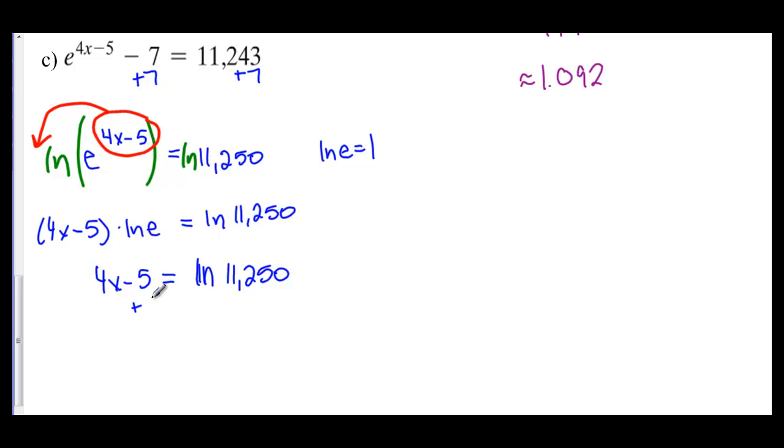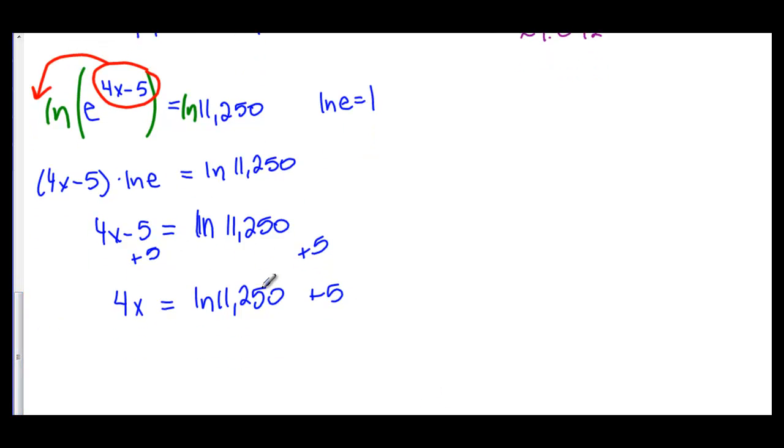And then we are going to add 5 to both sides. So we have 4x equals the natural log of 11,250 plus 5. I want to make a big note for you that you cannot add this plus 5 to the 11,250. This is the natural log of 11,250, so that plus 5 we cannot just put in there.